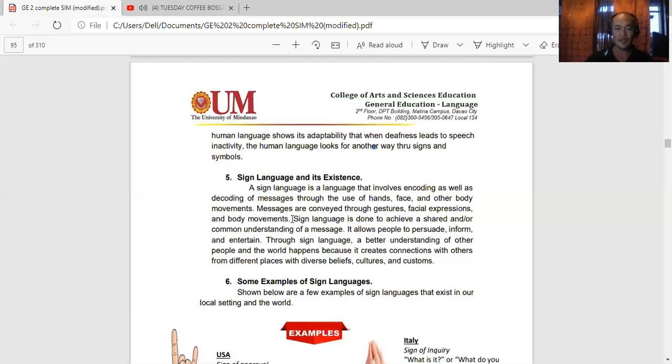So sign language is done to achieve a shared or a common understanding of a message. It allows people to persuade, inform, and entertain. Through sign language, a better understanding of other people and the world happens because it creates connections with others from different places with diverse beliefs, cultures, and customs.